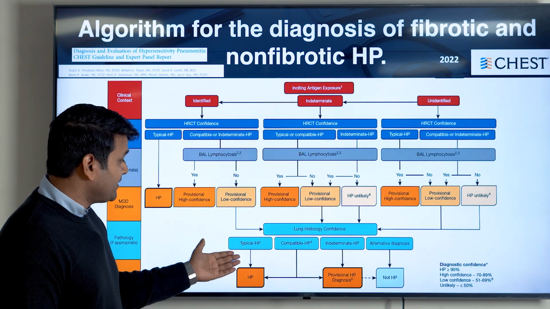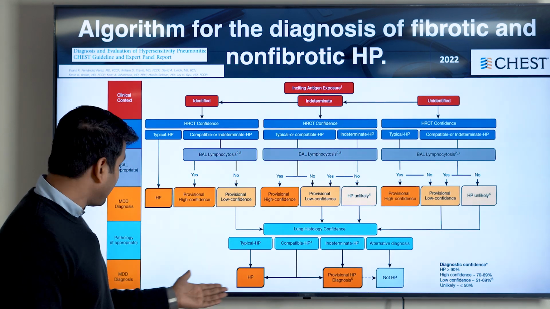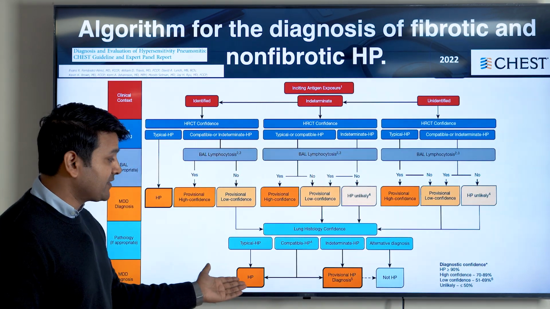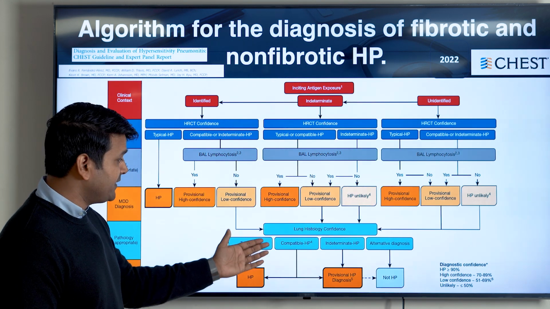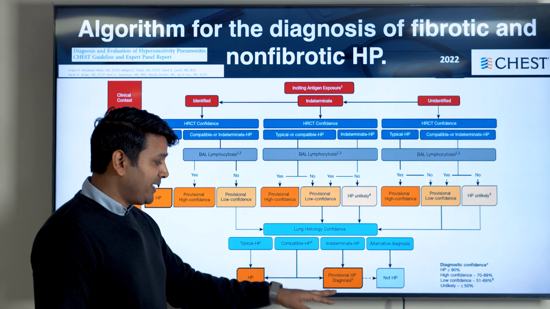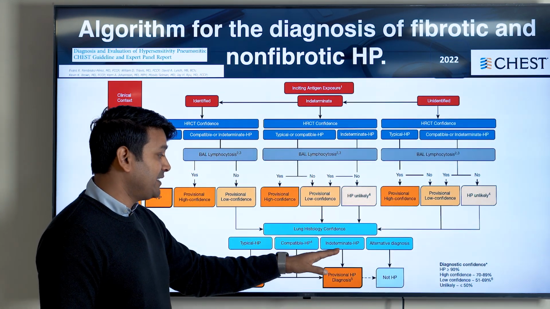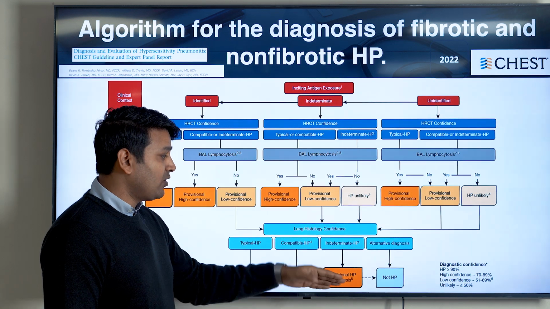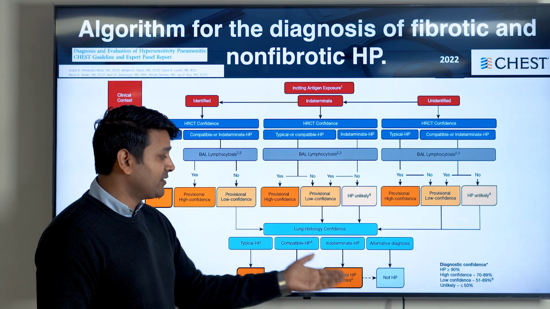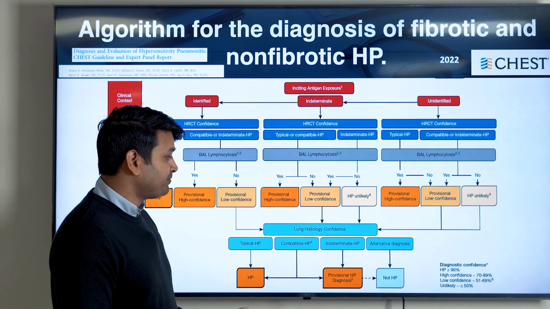And if it is typical for hypersensitivity pneumonitis, then you label the MDD diagnosis as hypersensitivity pneumonitis. If it is compatible with HP, then it can be HP, or you may have a provisional HP as the diagnosis if it is indeterminate for HP as well. Or if you get an alternate diagnosis, then of course the patient is not having HP.